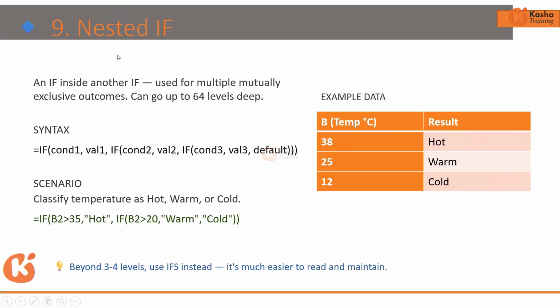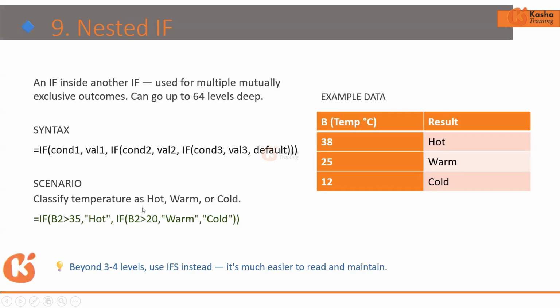The next function you can see is nested IF. So let's see how we can use this. Here you can see an IF inside another IF. So how can we use IF inside another IF? It is used for multiple mutually exclusive outcomes, and you can go up to 64 levels deep. Okay, let's see what this scenario is.